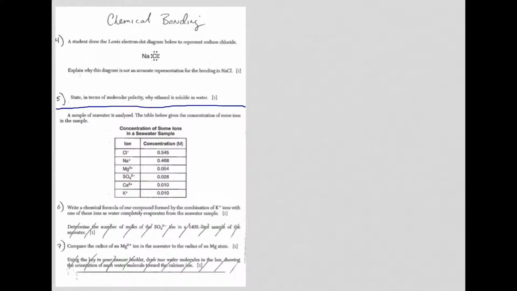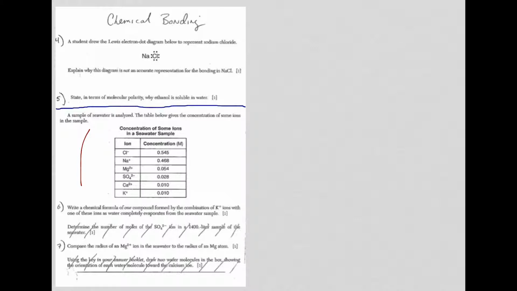We're starting here with question 6 with the topic chemical bonding. These are the short answer questions from the 2015 Regents exams. Once again, we're given a table, and we're told above the table that this is a sample of seawater, and we're given the concentration of some ions. Here are the ions, here are the concentrations in molarity, and let's go to the questions.